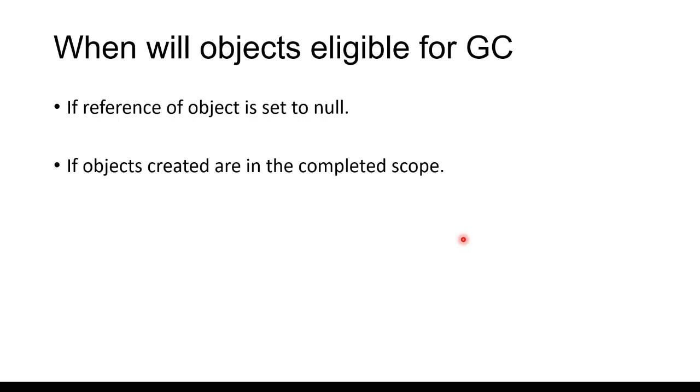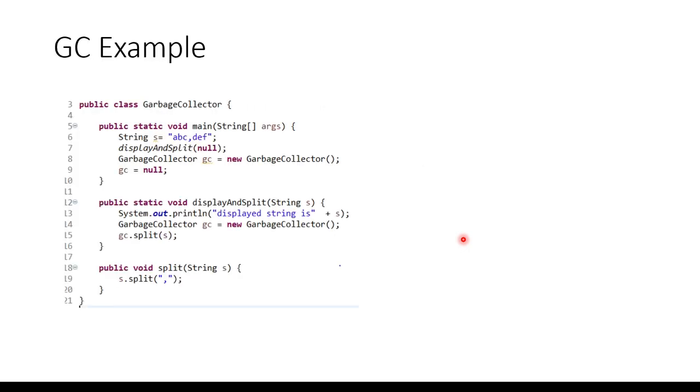Now, if the execution of that block is completed, then all the objects created in that scope or block are eligible for GC. We will see this with an example. Here we see an example. There is a class called GarbageCollector, and this class has three methods.